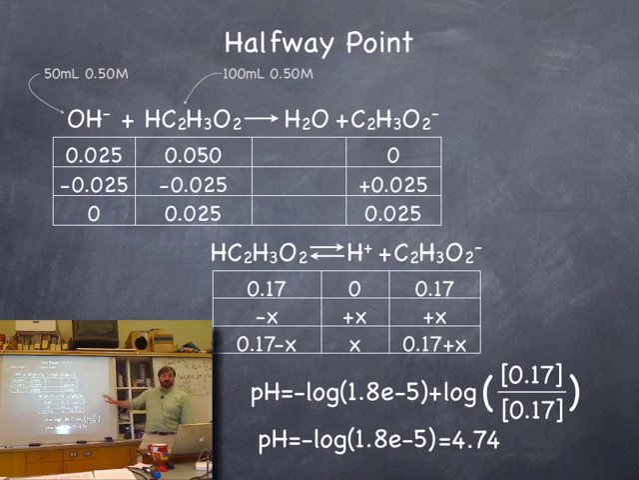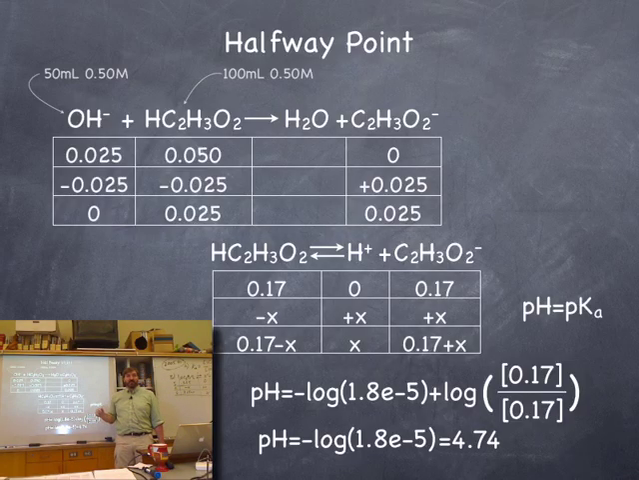So, this is our halfway point. We've got our pH, okay? The key, pH equals pKa at the halfway point. We're also at our point of maximum buffer capacity. When you have equal concentrations of a weak acid or base and its conjugate, that's the point of maximum buffer capacity. Equal amounts. Questions?